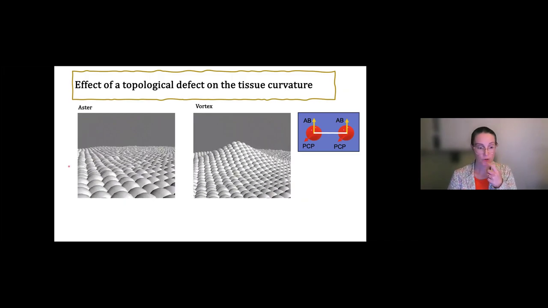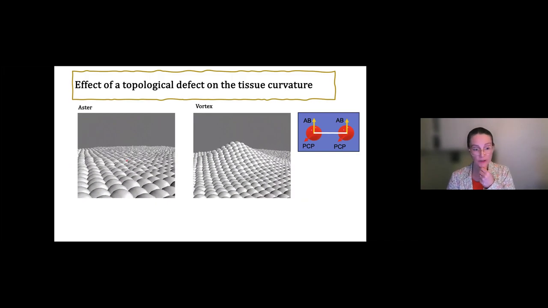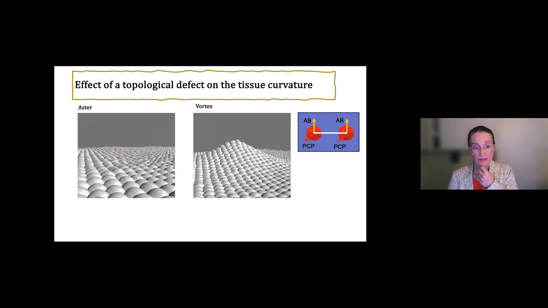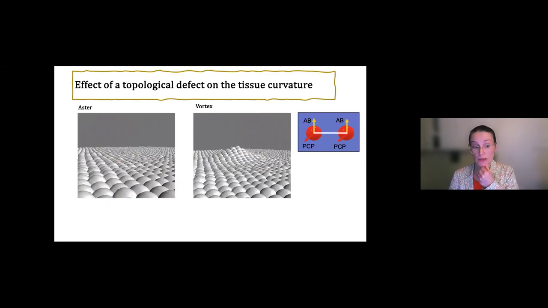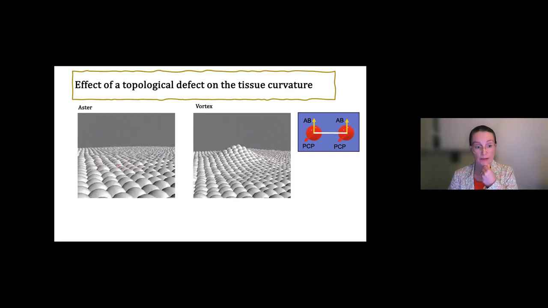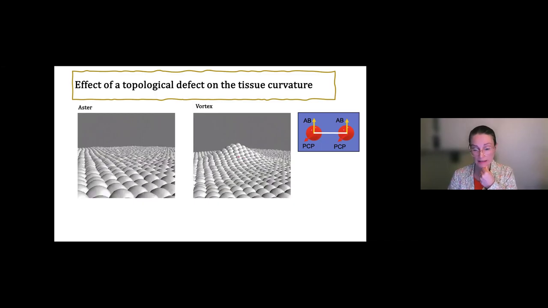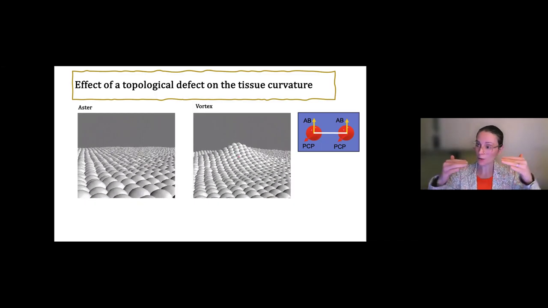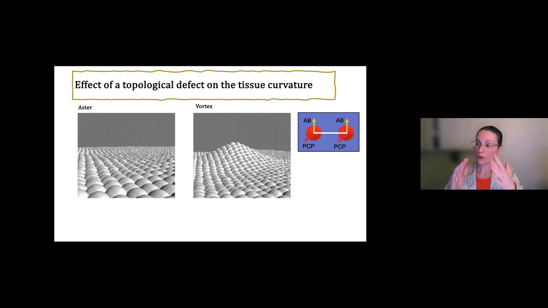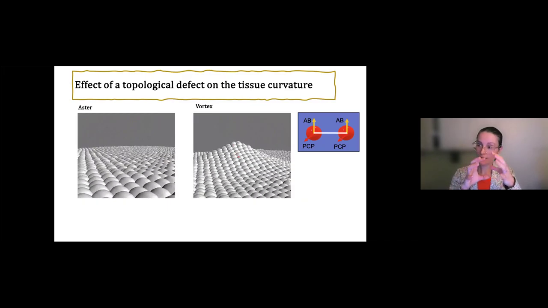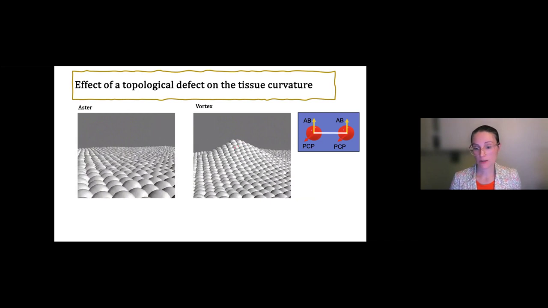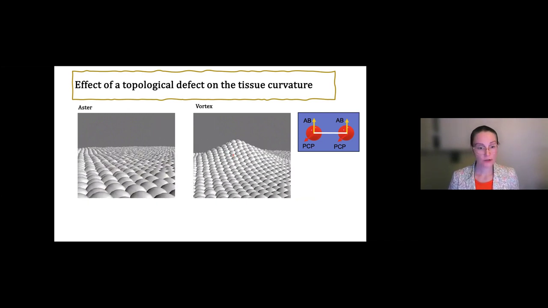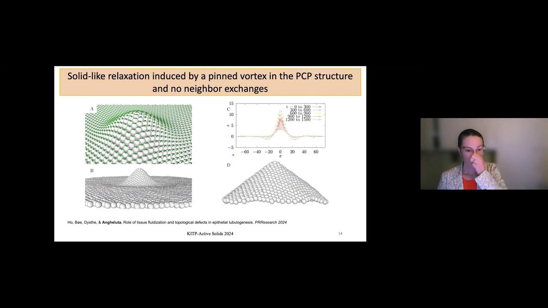And this is a snapshot of simulations where we seed an aster in the PCP polarity, and we see that the surface remains flat, so it's stable to this topological constraint. But if we see the vortex, that leads to an incoming flow, and the incoming flow leads to stress accumulated at the site of the vortex, which leads to growth in the third direction, and we see the formation of this mound. That's interesting.